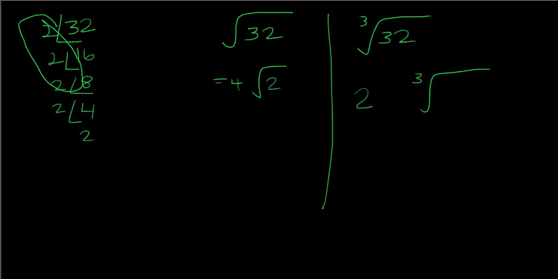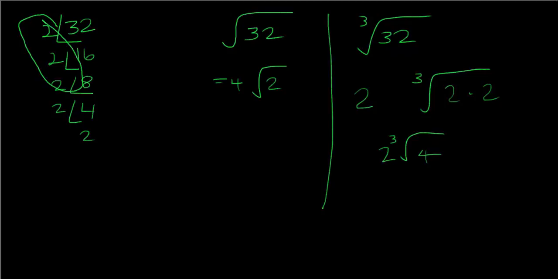And then this 2 and this 2 were not a part of a group. So those both remain on the inside. So the answer here would be 2 cubed roots of 4.